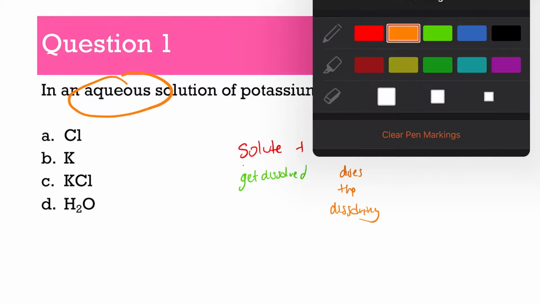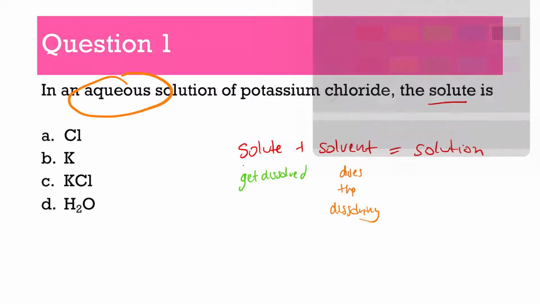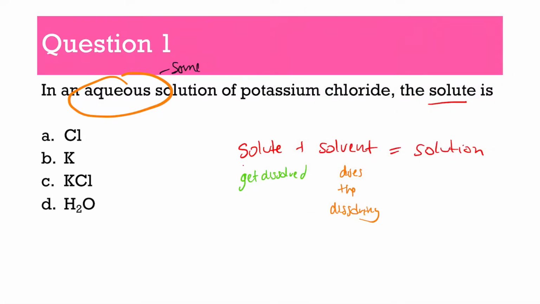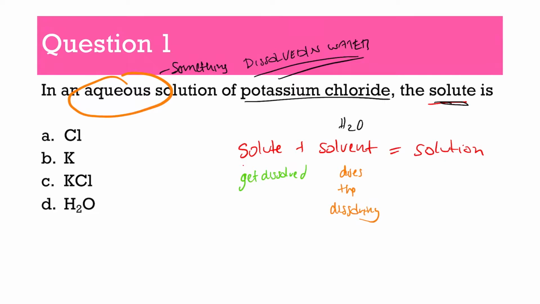So generally speaking, when you see aqueous solutions, that means something dissolved in water. So in this case, water is going to be our solvent, and whatever dissolved in that water is our solute, and that is potassium chloride, which is KCl, making it answer choice C.